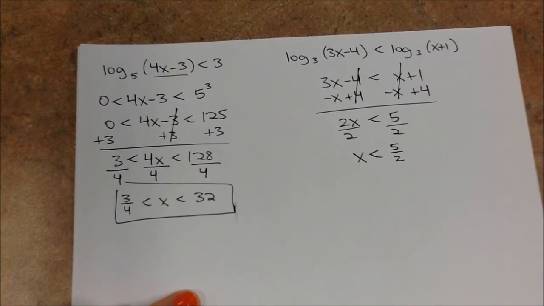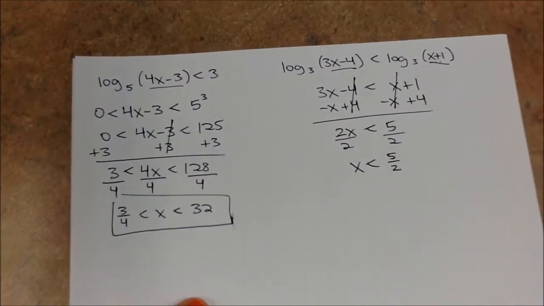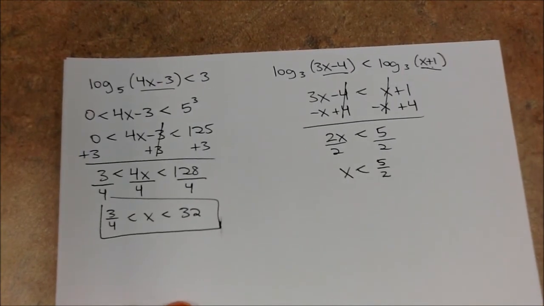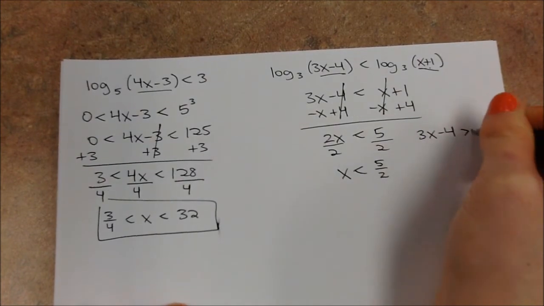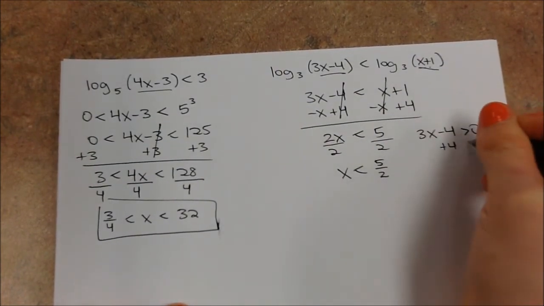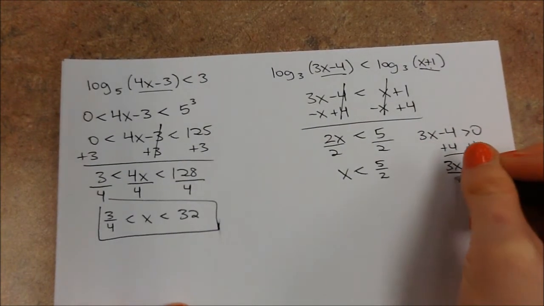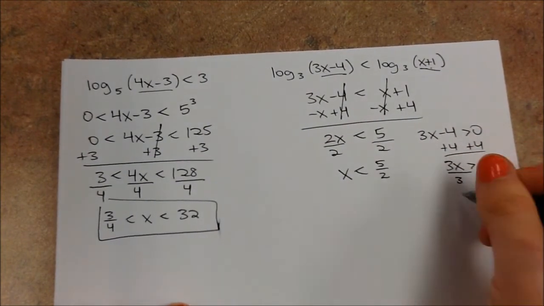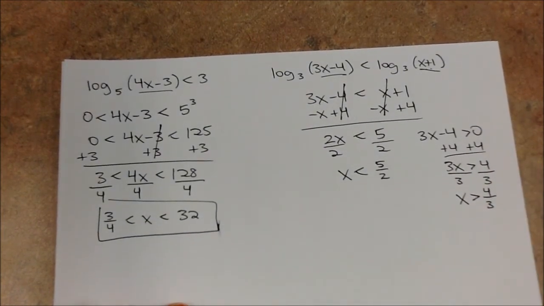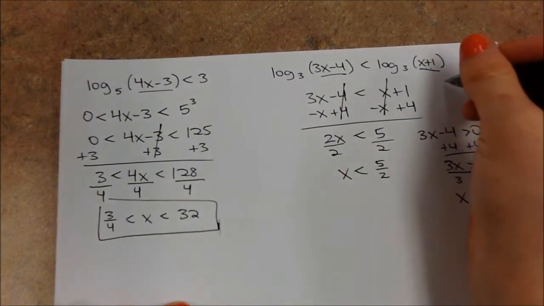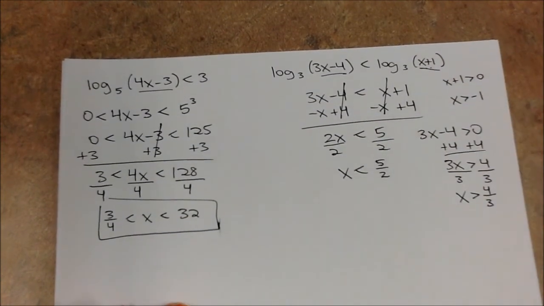And then with these, I've got to make sure that both of these insides are coming out to be greater than 0 as well. All right, so this one right here, the 3x minus 4 has to be greater than 0. So that means x has to be greater than 4/3. And then with this, I have to set the x plus 1 greater than 0, and that means x has to be greater than negative 1.